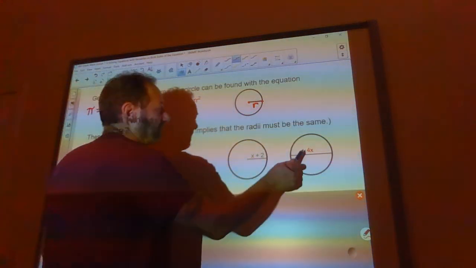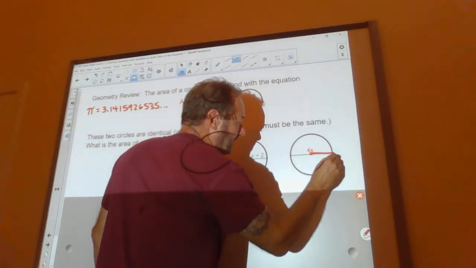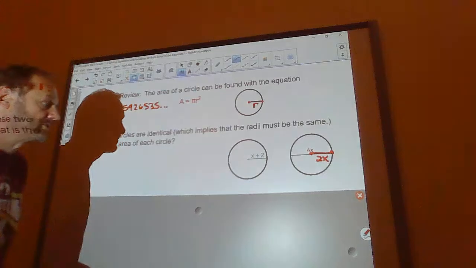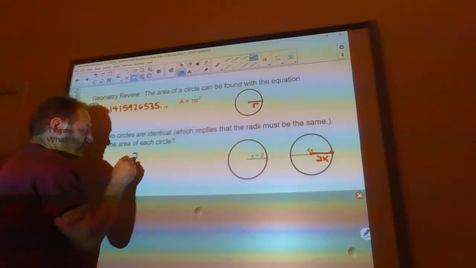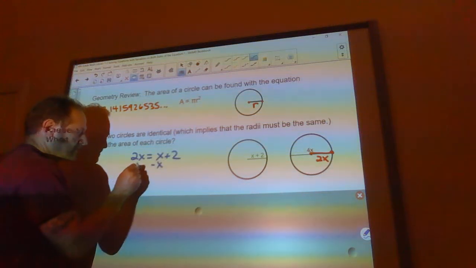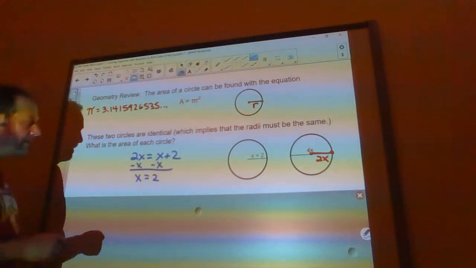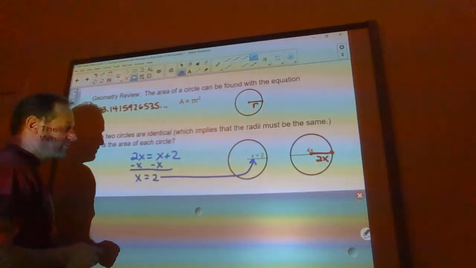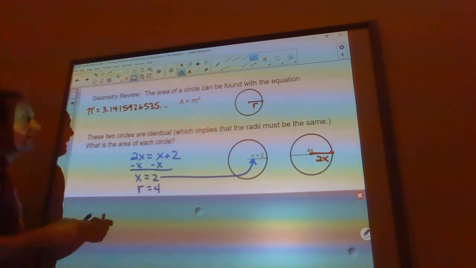So what I need to do is convert this to just a radius. And if the whole diameter is 4x, that means the radius is half of that, which is 2x. Okay, now I know that 2x equals x plus 2, and I can solve this. Just subtract x, and I get x equals 2. All right, now, I'm not done. That's not the answer. I take this and plug it in here, and I get 2 plus 2. The radius is 4.